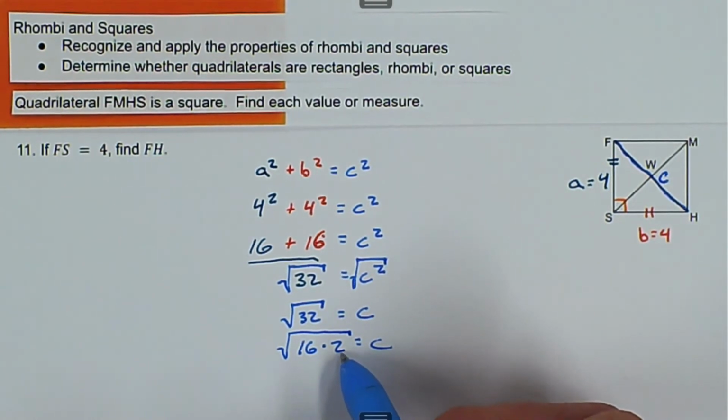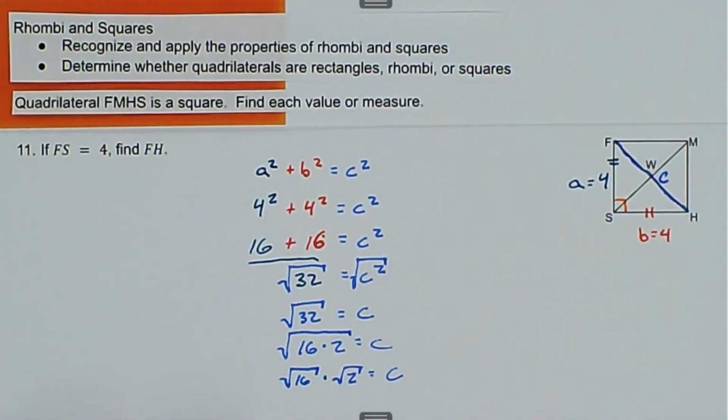We don't know what the square root of 2 is, so we'll just leave it as the square root of 2. But we do know what the square root of 16 is, so we can rewrite that one more time. Square root of 16 times the square root of 2 is equal to c. We cannot reduce the square root of 2. However, the square root of 16 is 4. So our final answer can be 4 times the square root of 2, and that's equal to c.